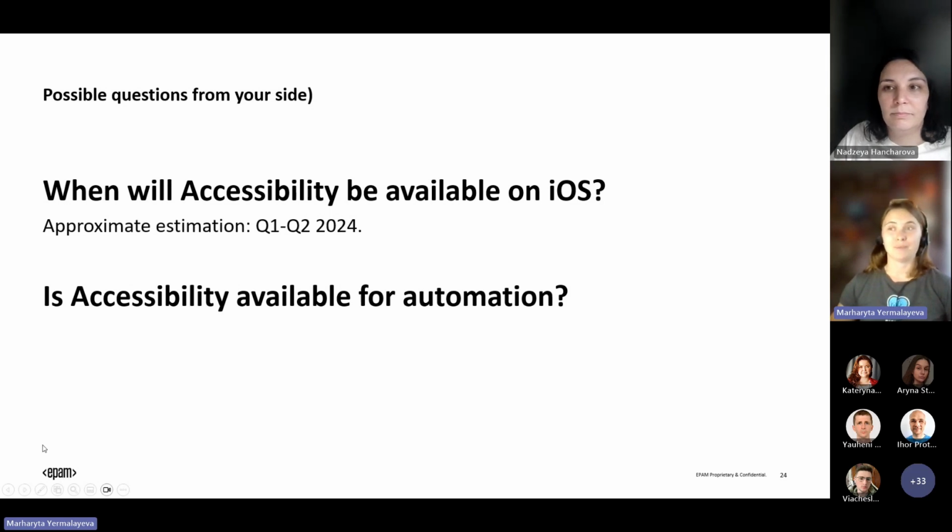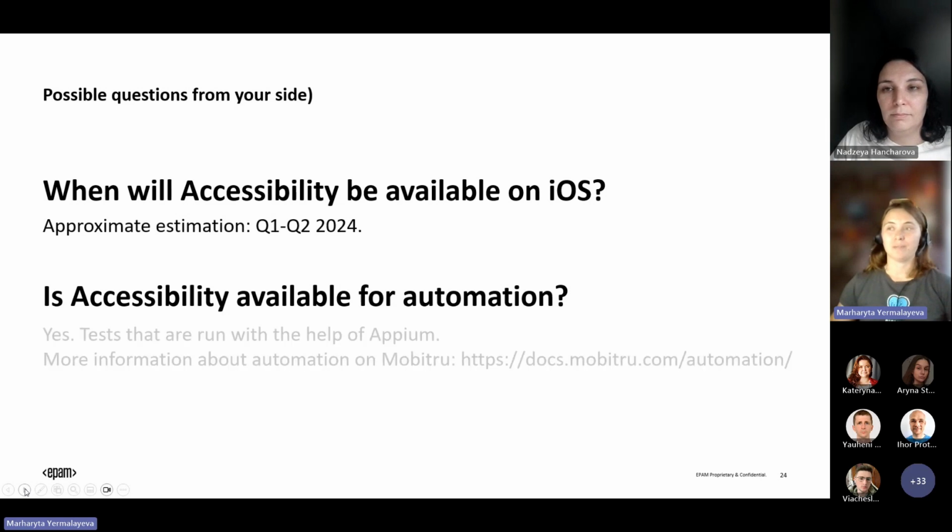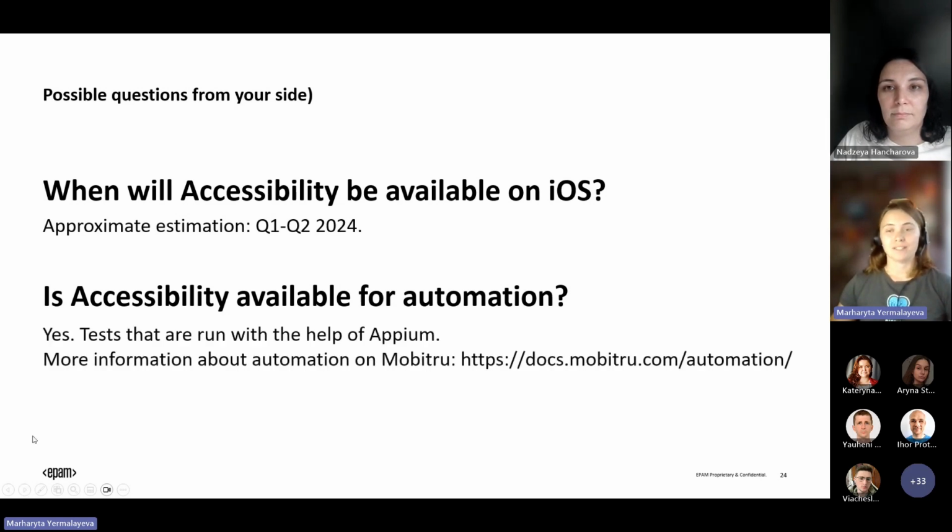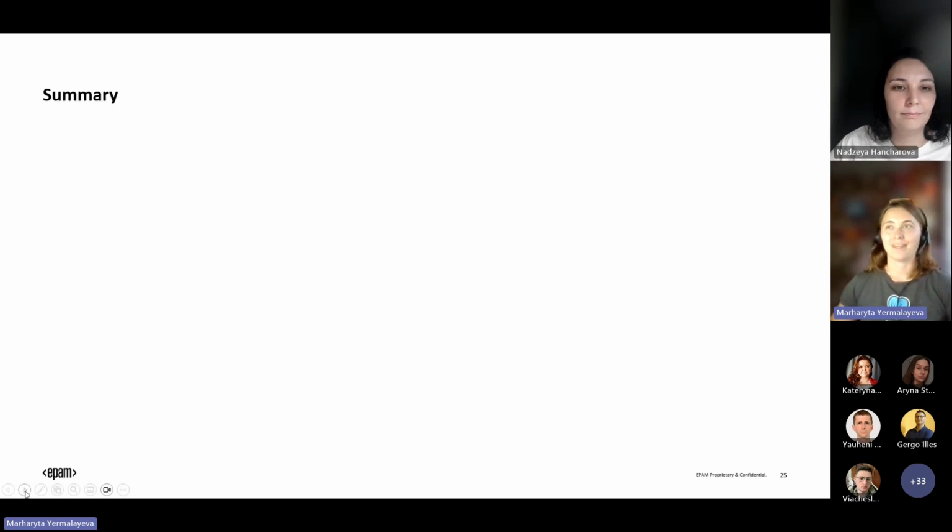And one more question is about automation. Is accessibility available for automation? If your tests are based on Appium, then they should work for accessibility tests as well on the platform. You can find more information about automation at this link. And if you tried your test and anything failed, please contact me. My team will try to help you to fix the tests.